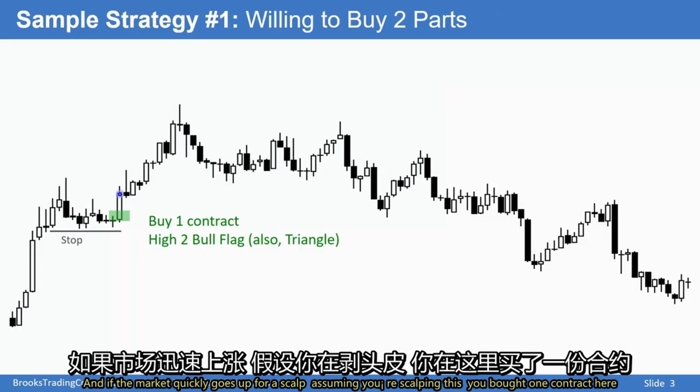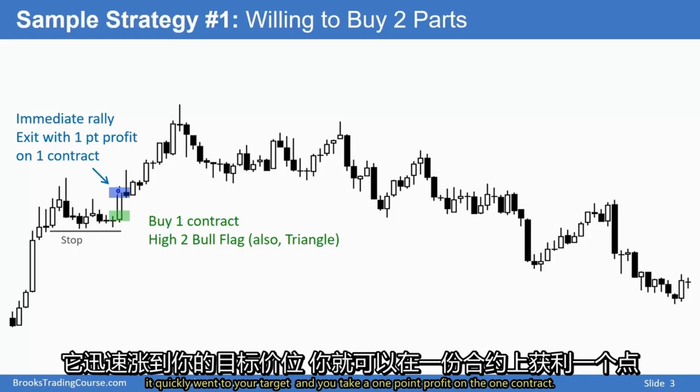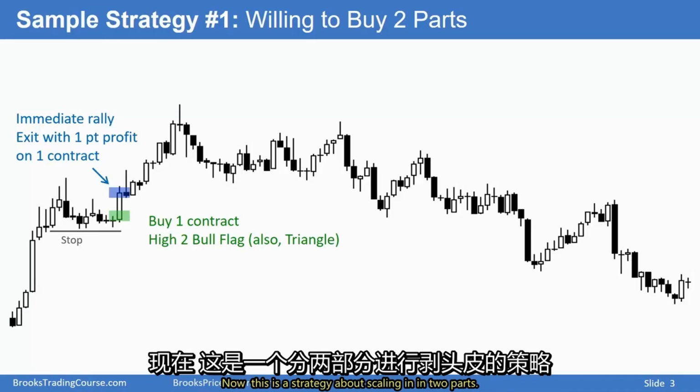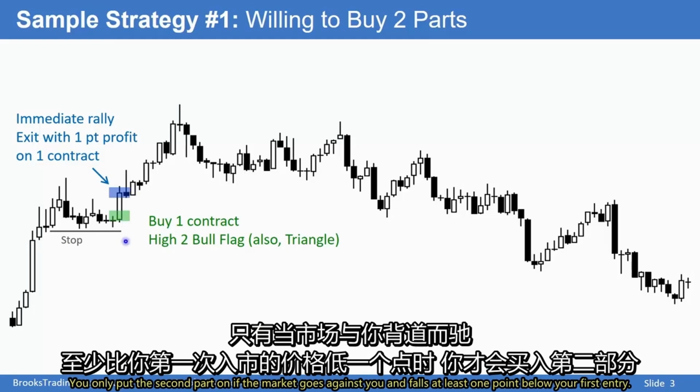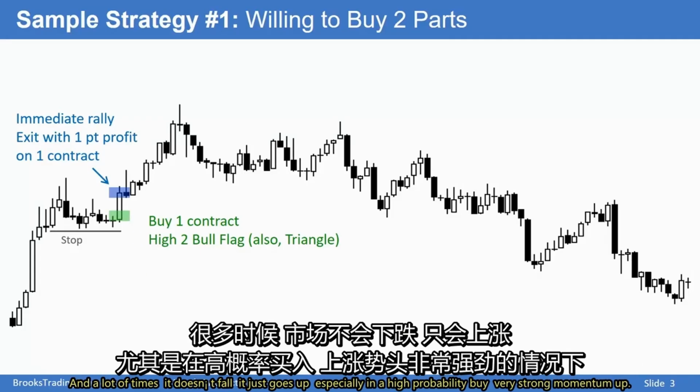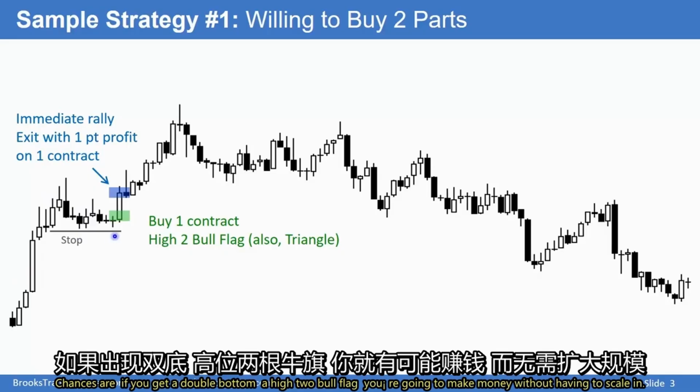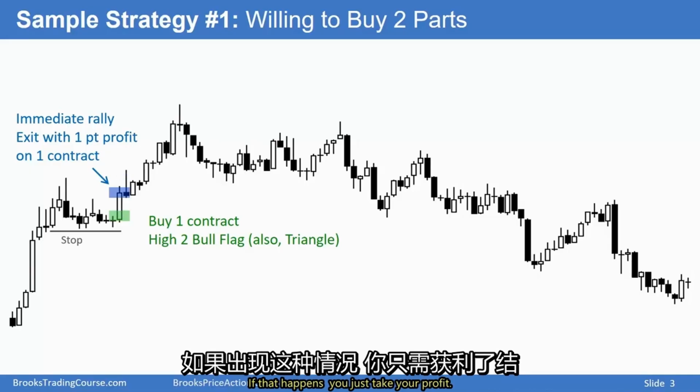And if the market quickly goes up for a scalp, assuming you're scalping this, you bought one contract here, it quickly went to your target, and you take a 1 point profit on the one contract. Now this is a strategy about scaling in 2 parts. You only put the second part on if the market goes against you and falls at least 1 point below your first entry. And a lot of times it doesn't fall, it just goes up, especially in a high probability buy. Very strong momentum up. Chances are, if you get a double bottom, a high 2 bull flag, you're going to make money without having to scale in. If that happens, you just take your profit. That's okay.